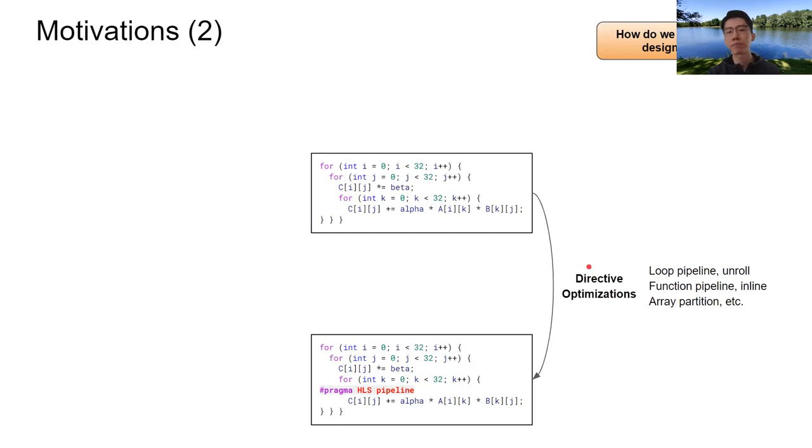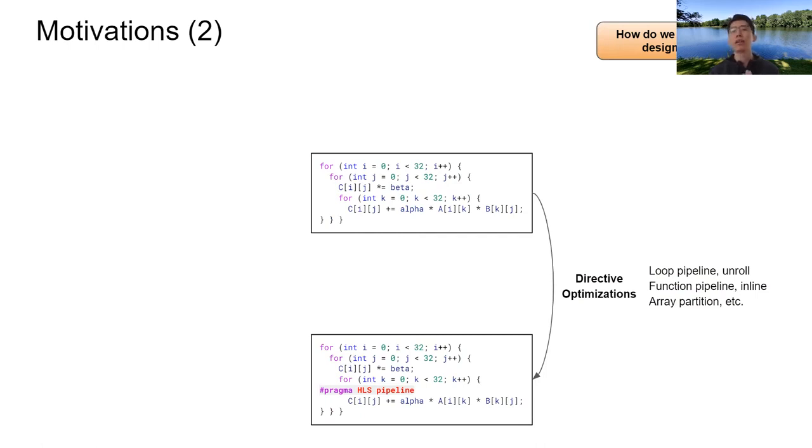For example, here, we inserted an HLS pipeline pragma or directive to the innermost loop level. This will pipeline the loop body of this K loop and make all the statements or operations in the loop body work in a pipeline manner, which can improve the latency and throughput of this loop nest.